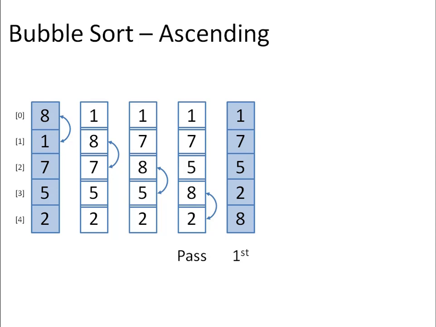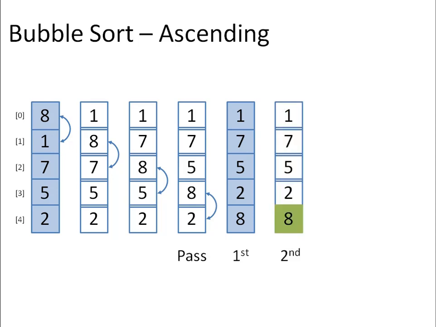In the next pass, we have to work with the four elements only, as the position of the largest element is fixed now. We have to again repeat the same process. Compare 1 and 7. Since 7 is greater than 1, no swap will happen. Then compare 7 and 5. Here we have to swap as 7 is greater than 5. Also 7 is greater than 2, so we have to swap again.